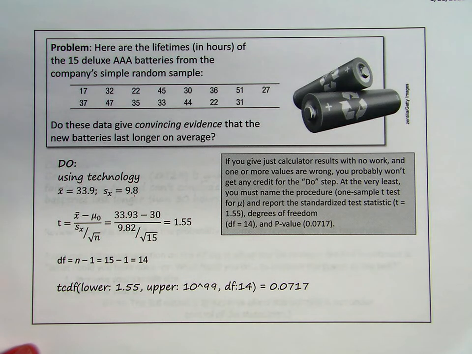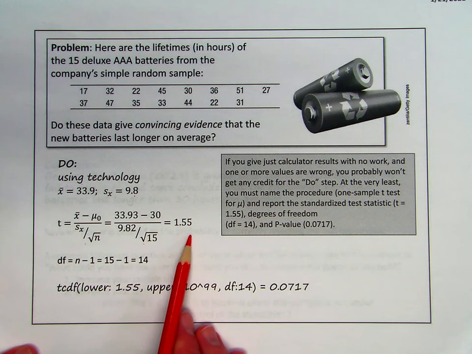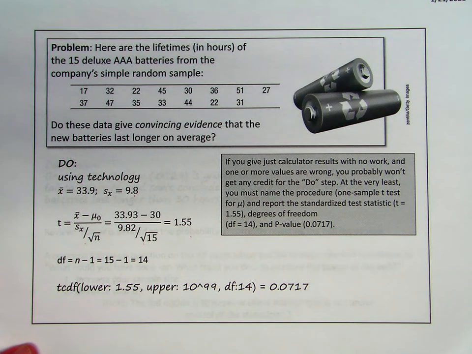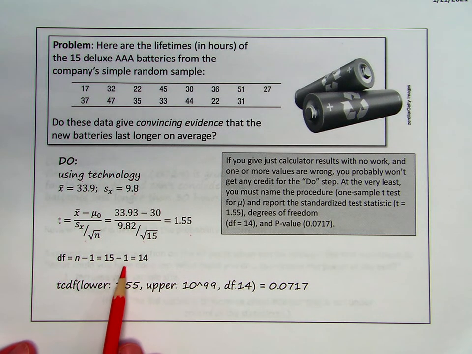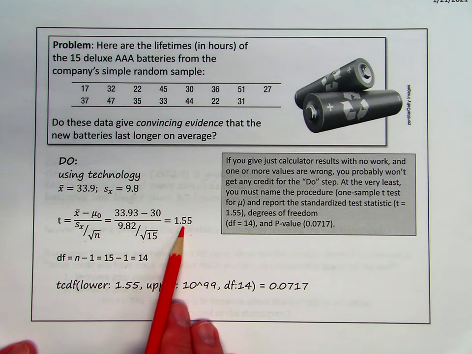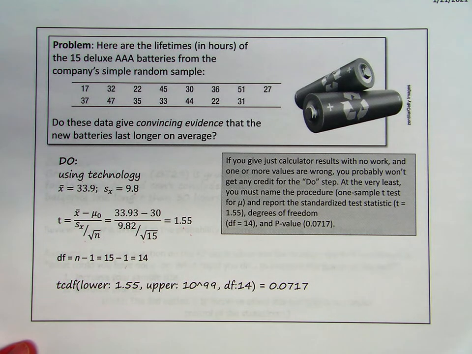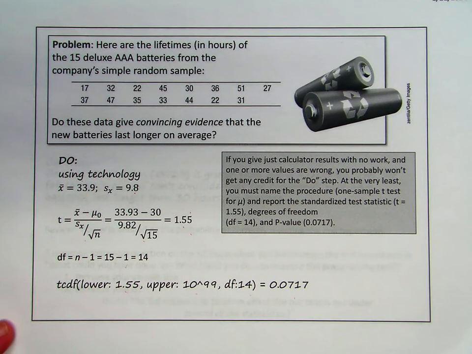We need a test statistic. That's the formula, plug in the numbers, get the value. Anything t related in this class, you always have to state the degrees of freedom. And then we want to get the area to the right of 1.55 on a t curve with 14 degrees of freedom. So lower, upper, degrees of freedom, that gives us our p-value.